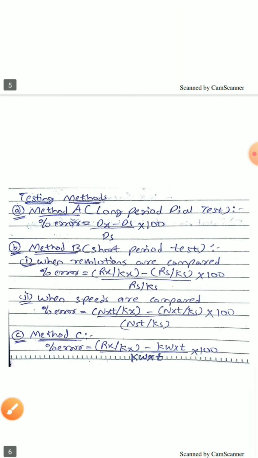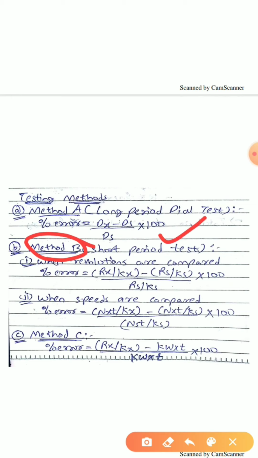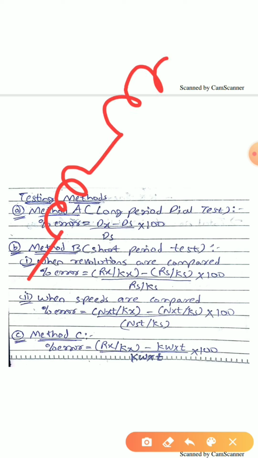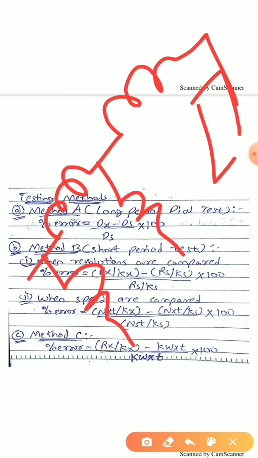The second method of testing that I have, I am calling it method B, or we will be calling it a short period test. As the name suggests, it is a short period test because it is less than 1 hour, maybe 15 minutes or 5 minutes. Here we can see that a rotating substandard meter is used. As in the previous connection, the current coils will be connected in series, the pressure coils will be connected in shunt across the load.